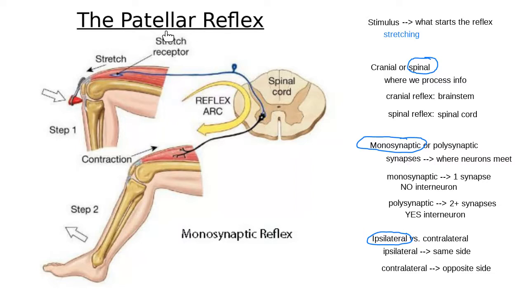And remember how we were talking about how you can totally read the questions out loud or talk out loud? If you want to, you can totally act out the patellar reflex. If that will help you at all to remember these 4 pieces of information, go for it. To help you remember that for the patellar reflex, we're stretching. This is a spinal reflex. It's a monosynaptic reflex. It's an ipsilateral reflex.